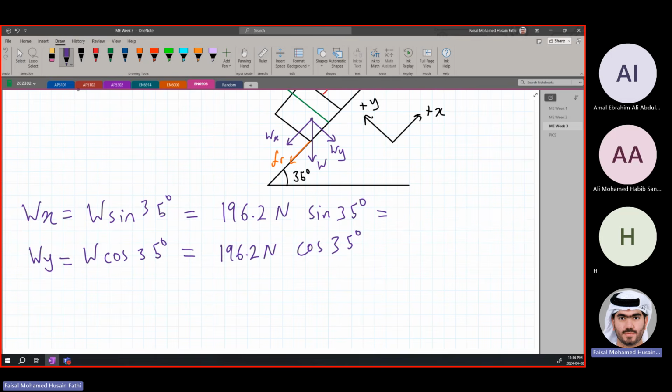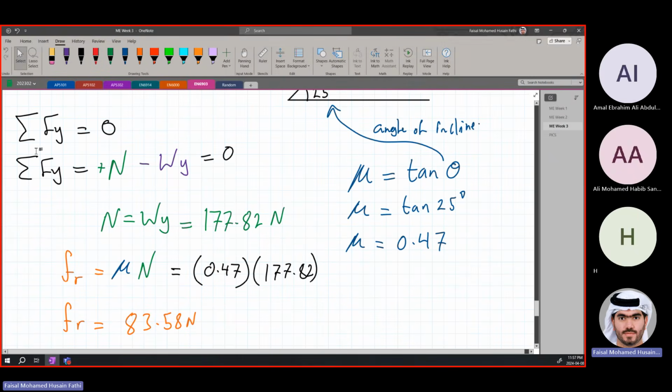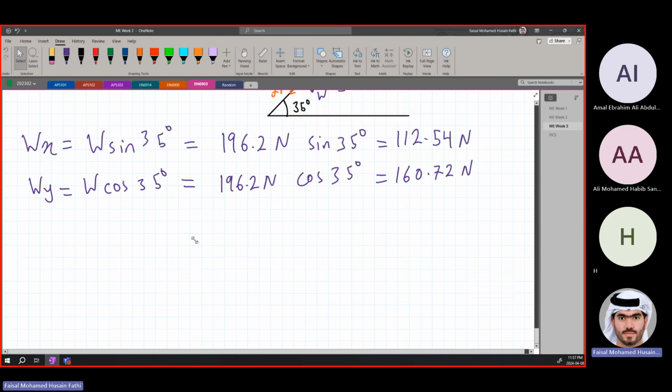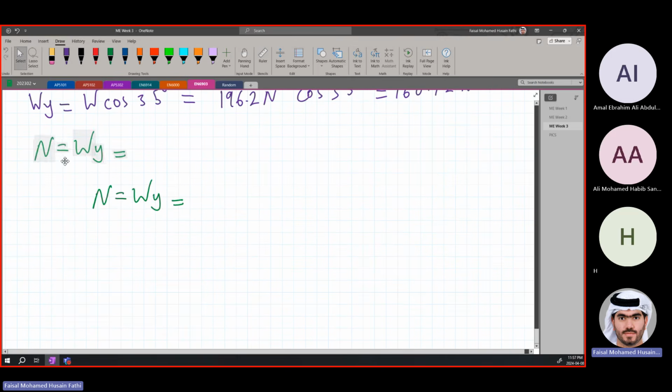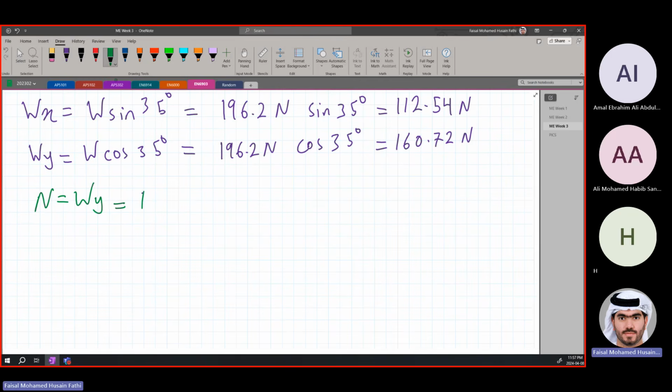So this is equal to 112.54 newtons, and this is going to be equal to cosine 35, so 160.72 newtons. And now when we do our sigma of x and sigma of y, our n is going to change, obviously, because it's equal to Wy. So n is equal to Wy, which is 160.72 newtons. This is our n.